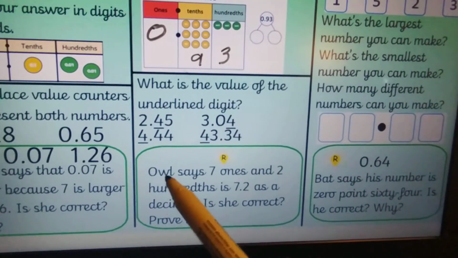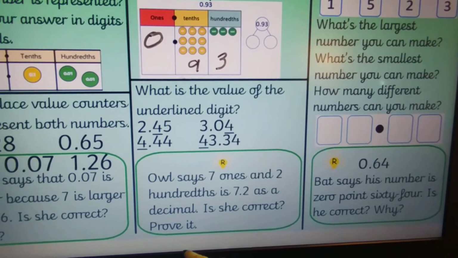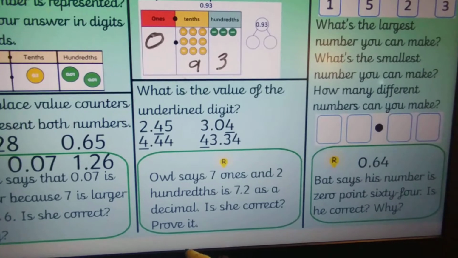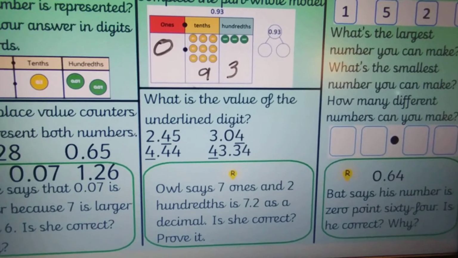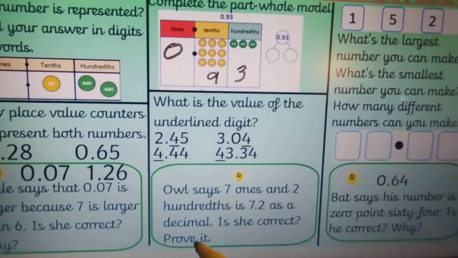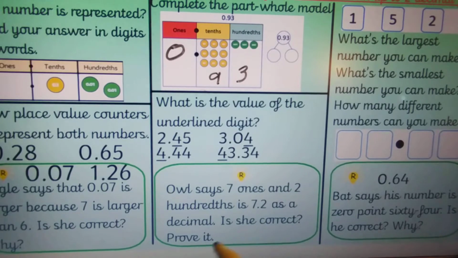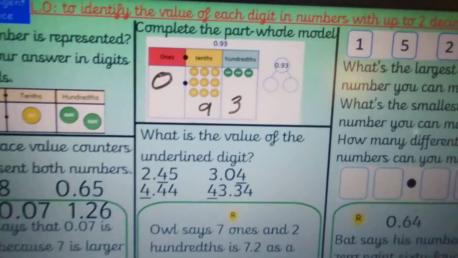And then Owl comes along in our reasoning question. So Owl says 7 ones and 2 hundredths is 7.2 as a decimal. Is she correct? And prove it, okay? Now, just because it is the Owl doesn't necessarily mean it's correct. So do have a think about it and see if you can try and prove to us if you think she's right, if you think she's wrong, and why.